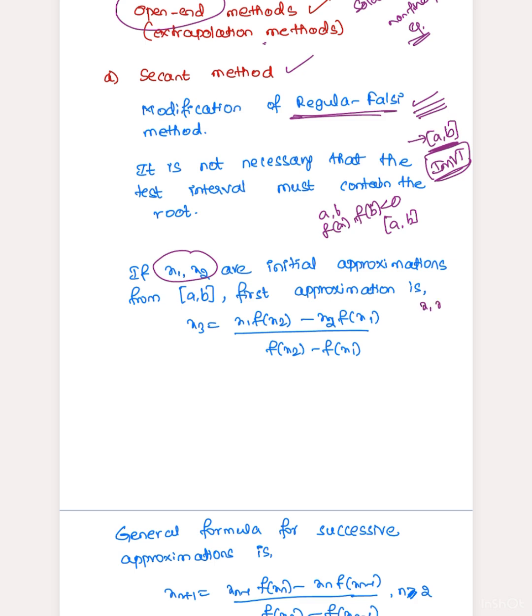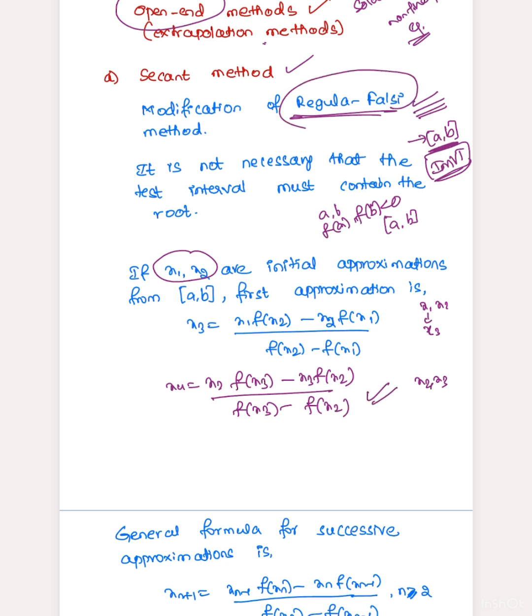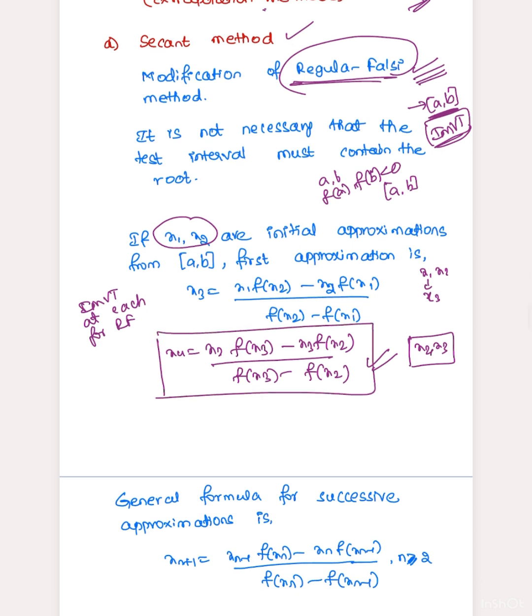Here with the help of x1 and x2 we are getting x3. Now for x4 we use x2 and x3. This is x2 into f of x3 minus x3 into f of x2 divided by f of x3 minus f of x2. We call this a modification of the Regula-Falsi method because the formula is the same, but we neglect the condition that we have to apply IMVT at each step, as in the Regula-Falsi method. Here we just use the previous iteration values for the next iteration. So this is about the secant method.